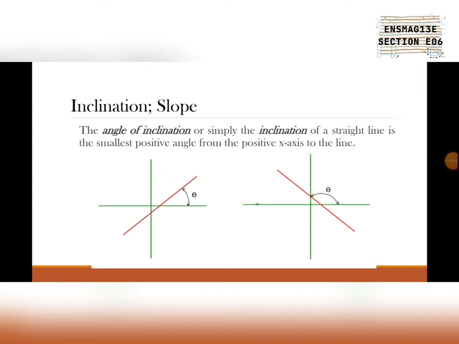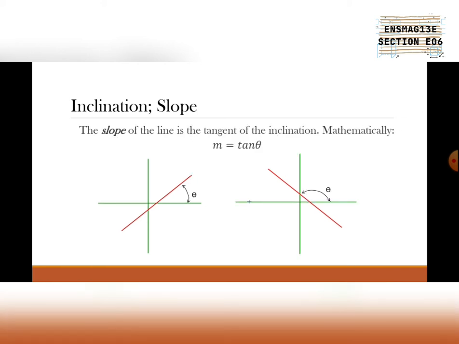The angle of inclination, or simply the inclination of a line, is the smallest positive angle from the positive x-axis to the line. This is our x-axis, and this is our line. The angle of inclination is from the positive x-axis going to the line, same as with this figure. This is the x-axis, this is the line, and the angle of inclination is from the positive x-axis going to our line.